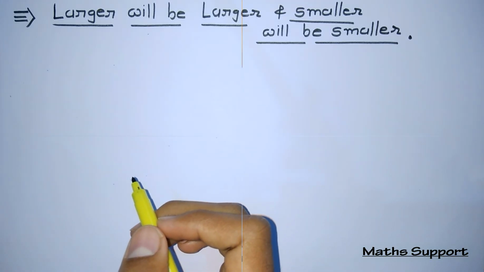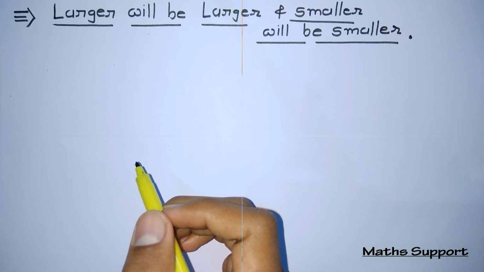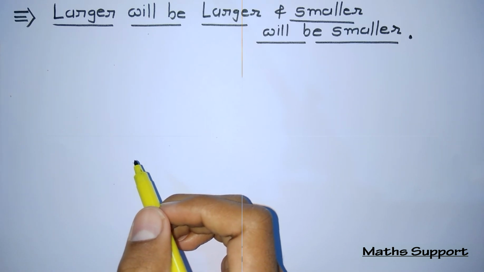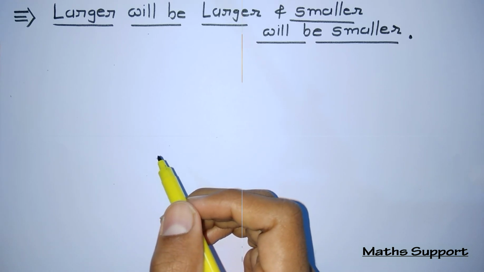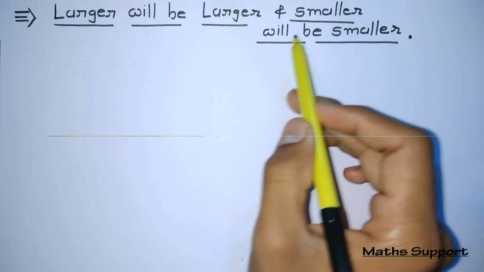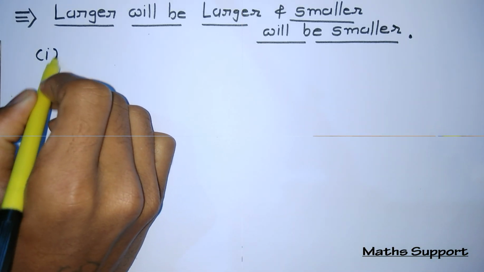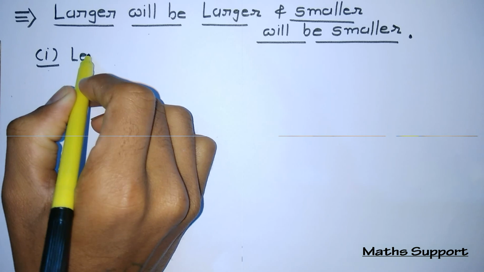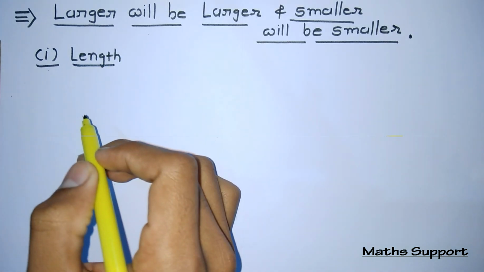In this session, we are going to discuss how to convert units very easily. We'll discuss units of length, volume and area, based on this one sentence: larger will be larger and smaller will be smaller. So let's start with the units of length. We'll discuss units of regular usage.